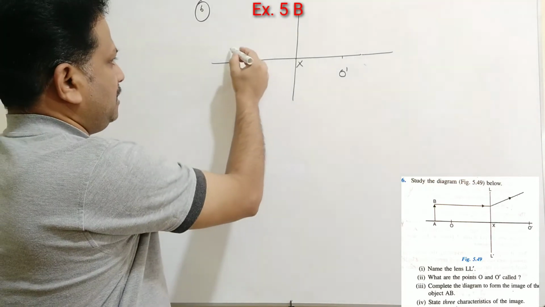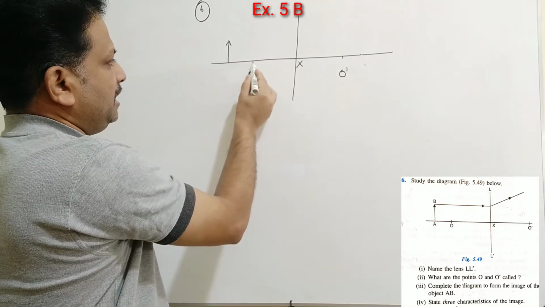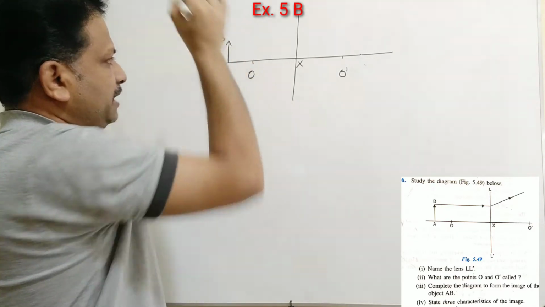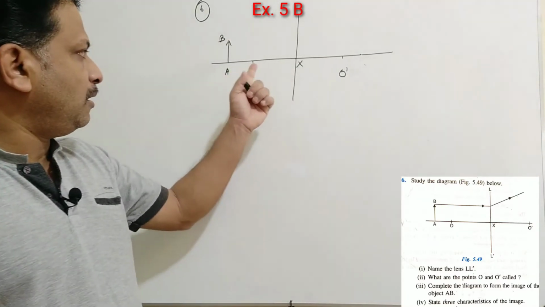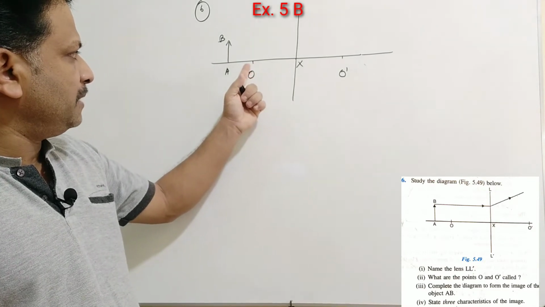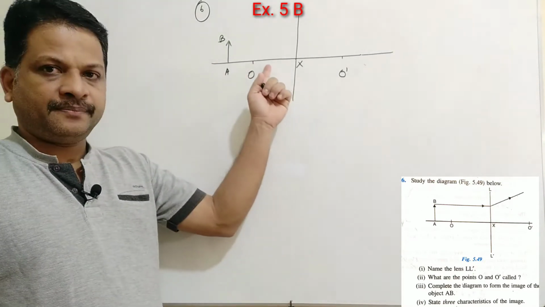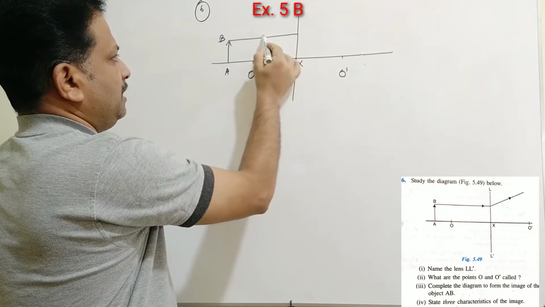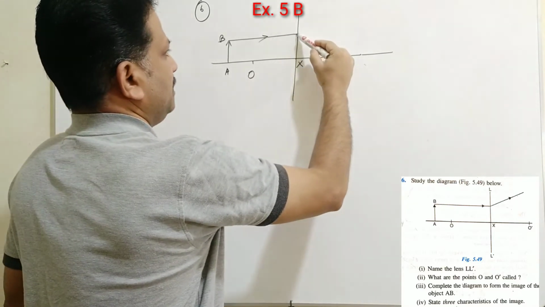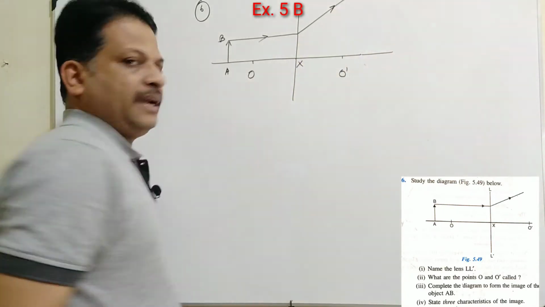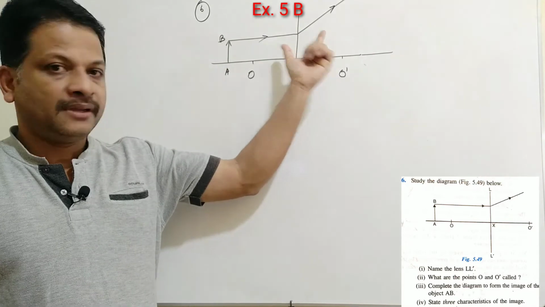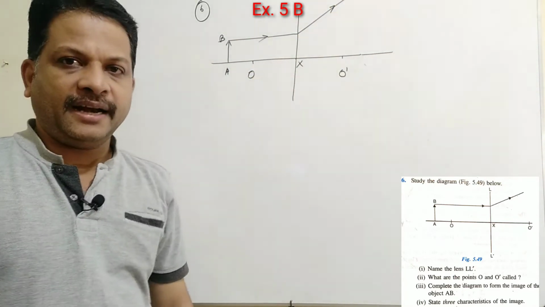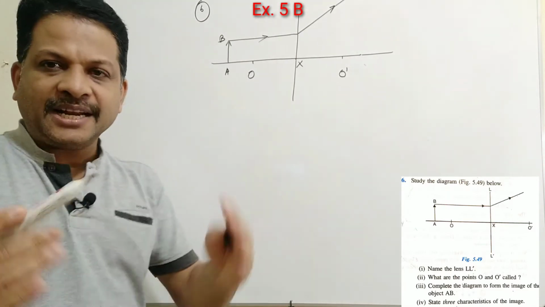An object AB is standing beyond the principal focus. We can see on the board. A ray of light traveling parallel to the principal axis, after refraction, is diverging. You can see. Clear? So this is the outline of the lens given there. This is the ray diagram given. You have to complete the ray diagram. Okay. Now let us try to complete it.